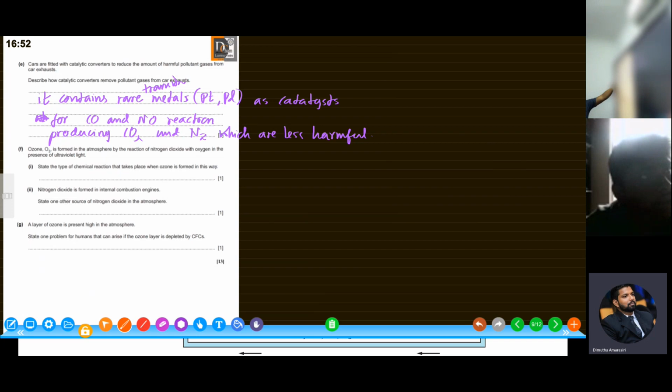Right. State the type of chemical reaction that takes place when ozone is formed in this way. What do you call this? Ozone is produced due to the reaction of nitrogen dioxide with ultraviolet light, right? What's that? Photochemical reactions. They are called photochemical reactions.